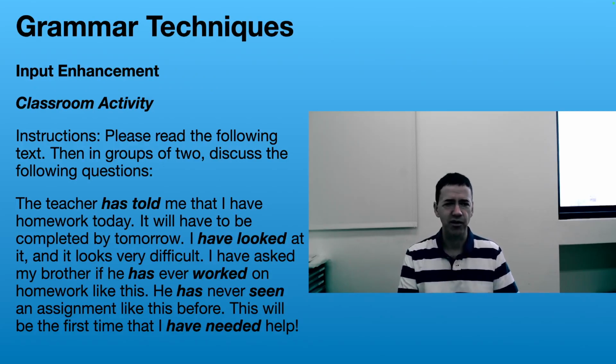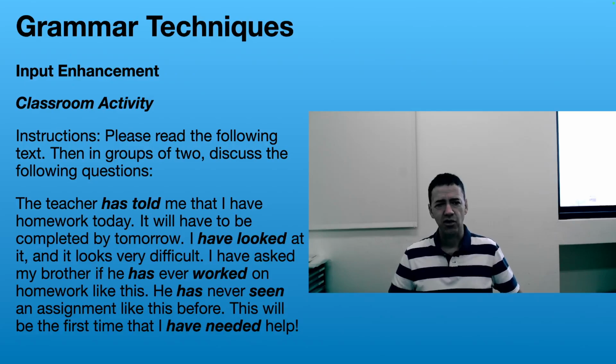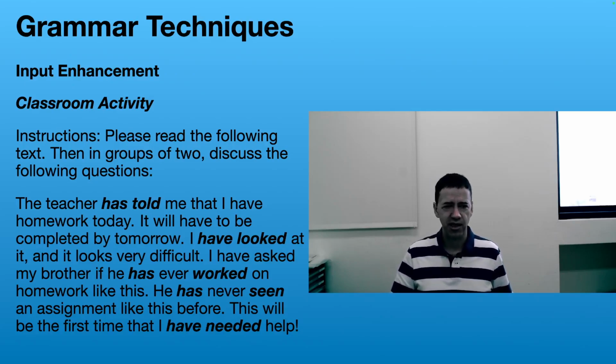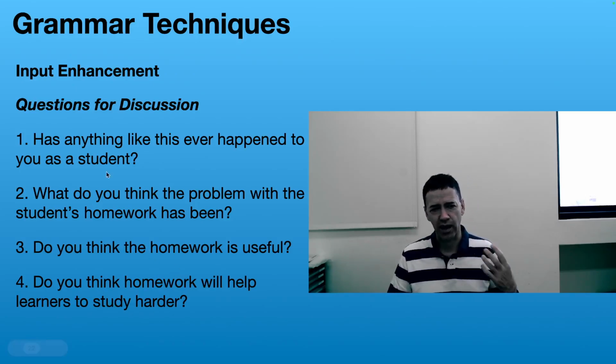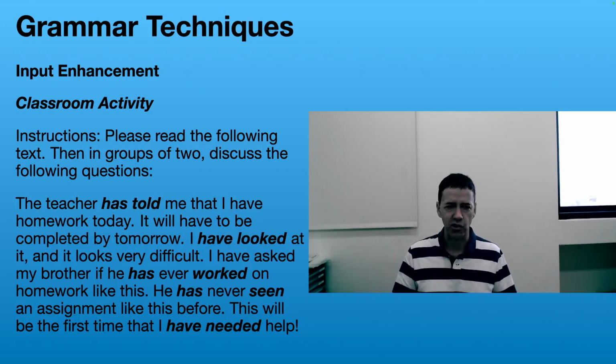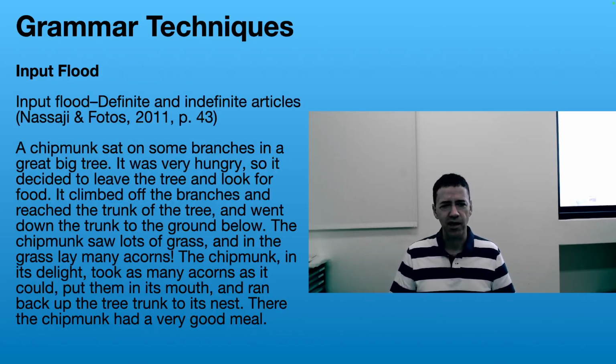So here's an example of a classroom activity that will use this. So here are the instructions. Please read the following text. Then in groups of 2, discuss the following question. So you look, they've bolded the form that we want students to notice without actually teaching it. So you can see here we've got has told, have looked, has worked, has seen, have needed, and then look at the questions. Has anything like this ever happened to you? What do you think the problem with homework has been? Do you think it's useful? Do you think they will study harder? And so students are going to answer these questions, of course, by going back and looking at the text and focusing on this form.